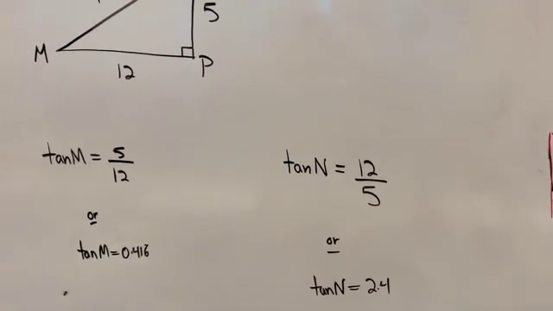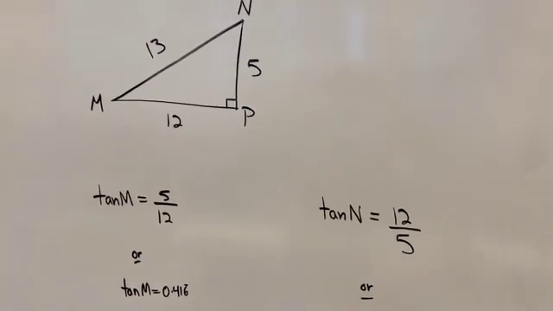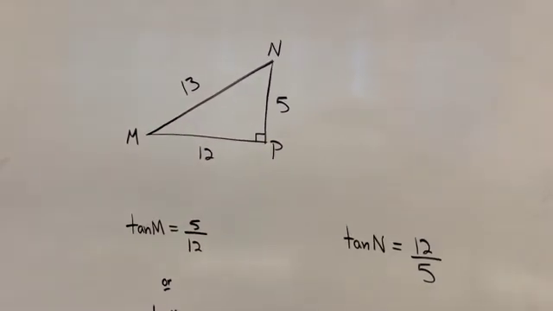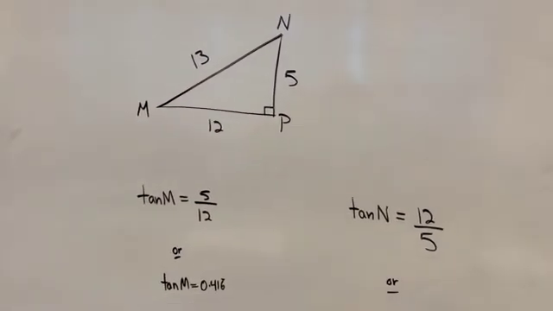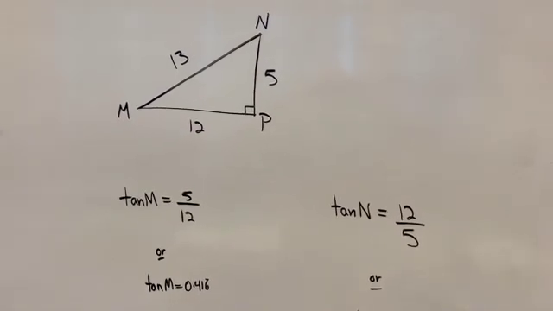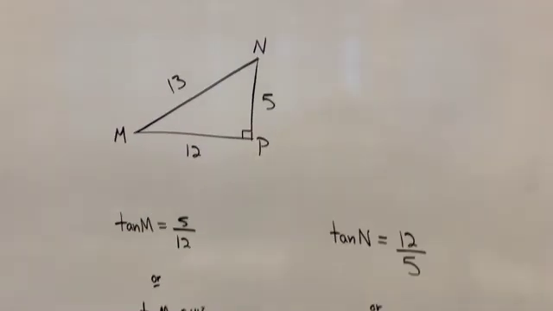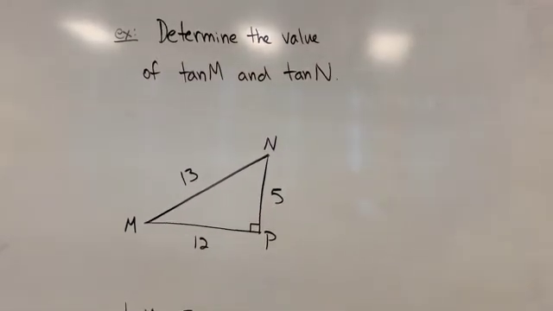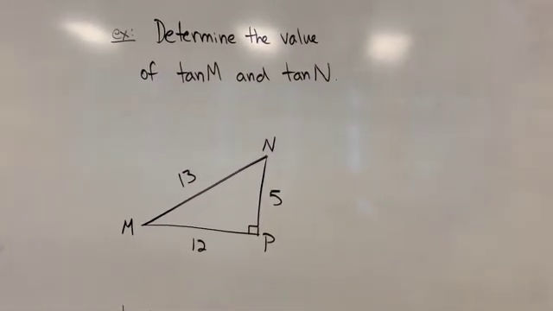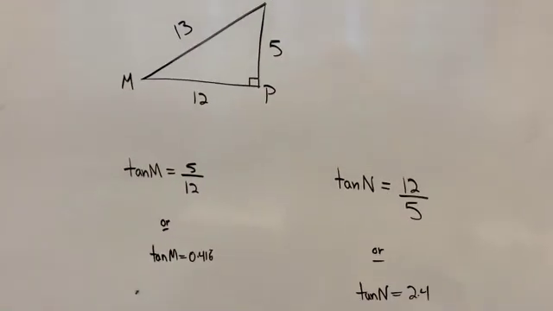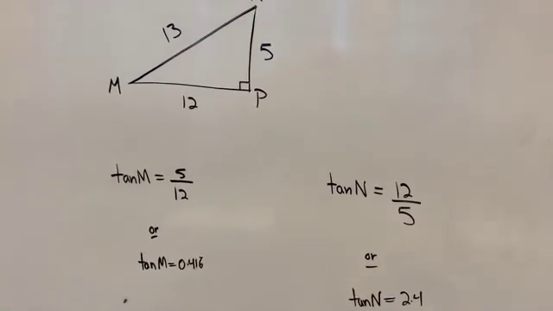You could say 2.4. But notice the 13 was not relevant here. We didn't need to use it. The hypotenuse is not used when you're finding the value of the tangent ratio. Now, in the next example, we'll actually be asked to find the angles m and n. Notice these numbers here are not the angles. They are the value of the trig ratio.